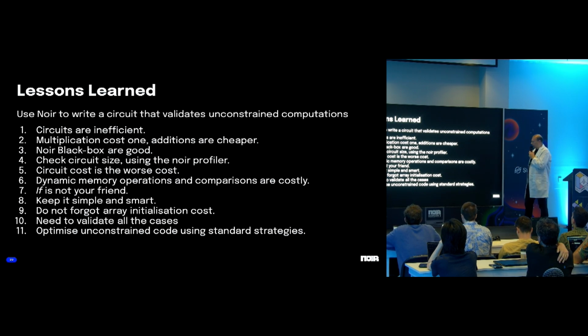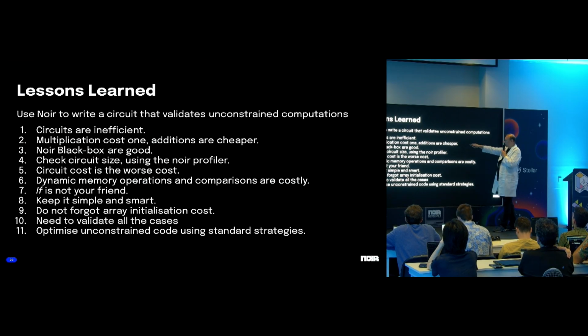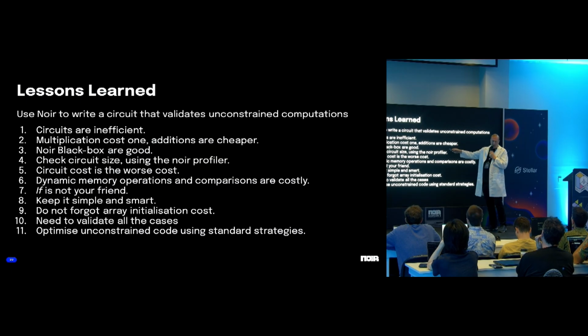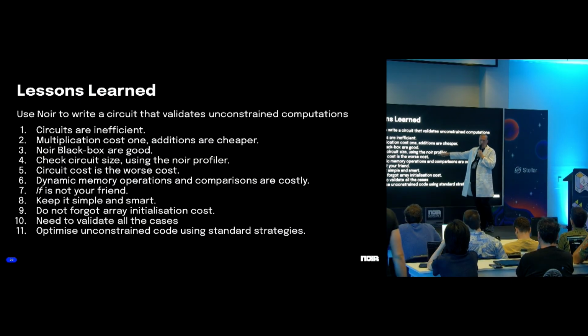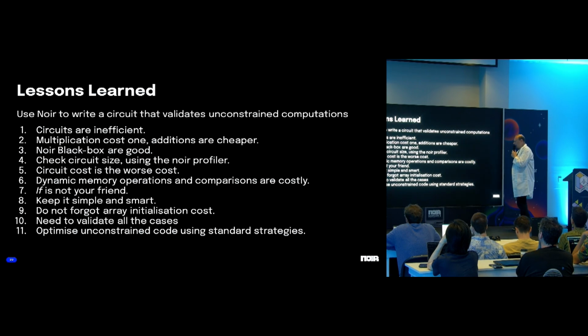So in more detail, we have learned that circuits are inefficient, yes. Multiplications cost 1, additions are cheap. Noir black boxes are good. They are lookup tables. With the profiler, you should focus on the circuit size, the number of gates. When you have an algorithm in a circuit, it will be the worst case cost that you need to take into account.